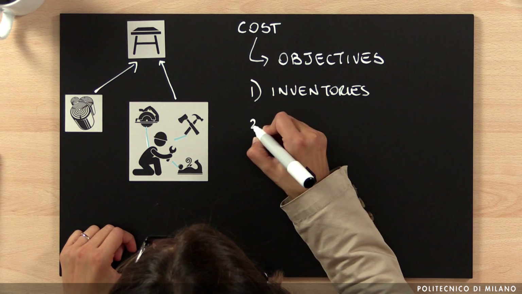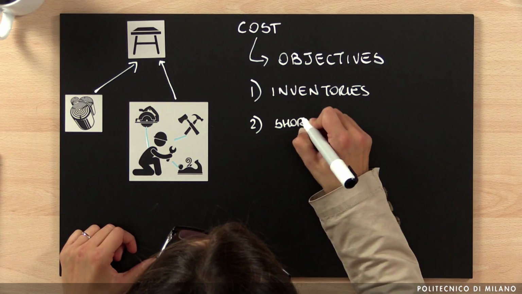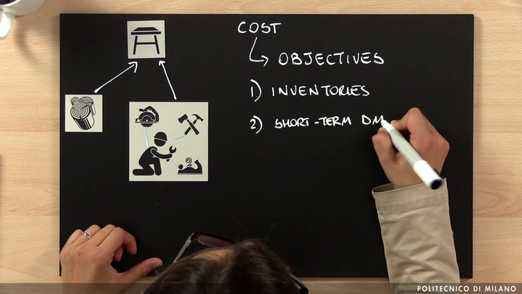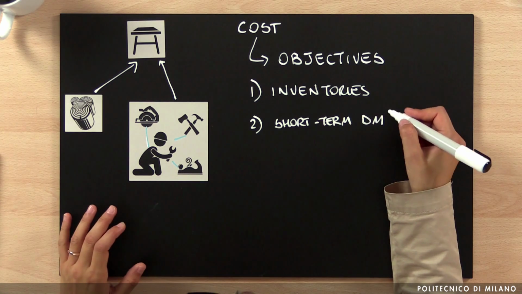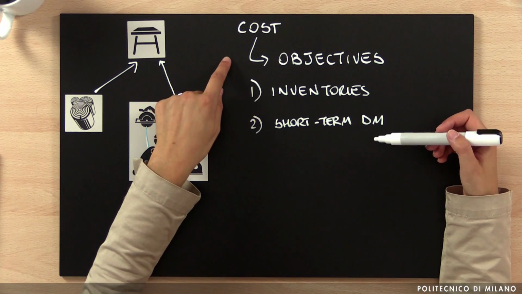And then the second objective is represented by the so-called short-term decision making. Basically, we need data about costs of products or services in order to make decisions like, for example, is it convenient to realize this product? Is it better to realize the product inside or outside? Which should be the best price in order to obtain a profit? Or, for example, which is the best production mix? Basically, all of the decisions which are related to the operating activities can be defined as short-term decisions and can be dealt with by using data about the cost.